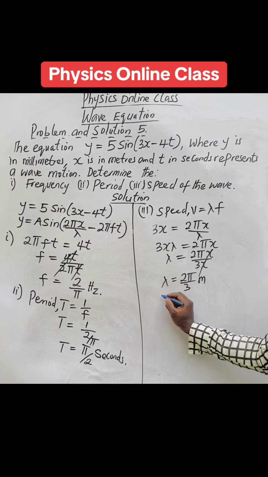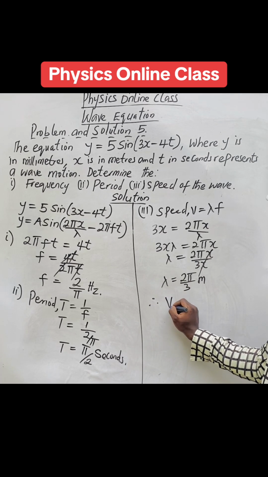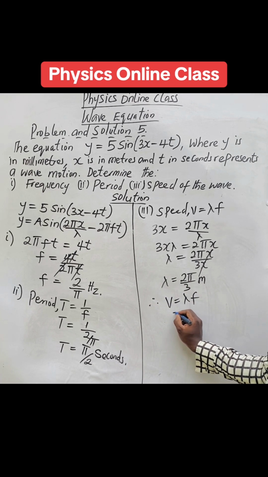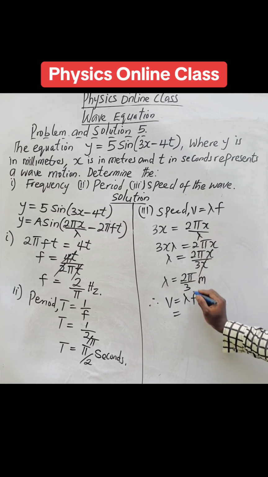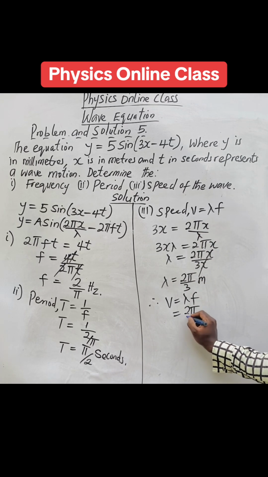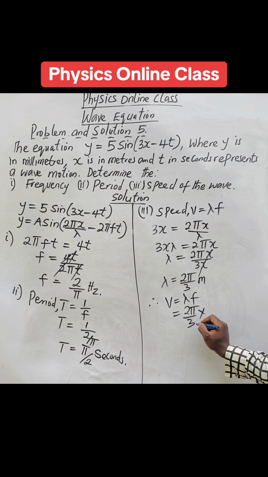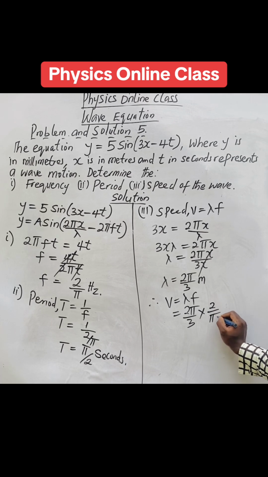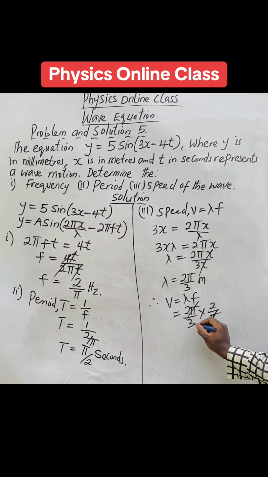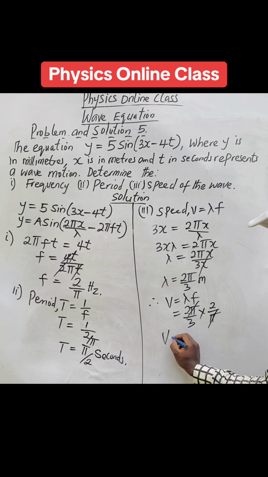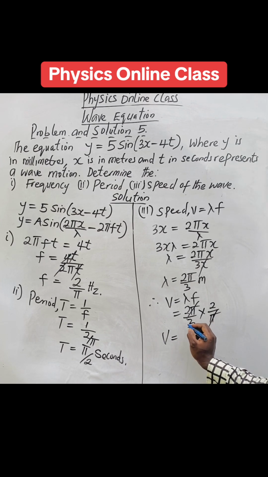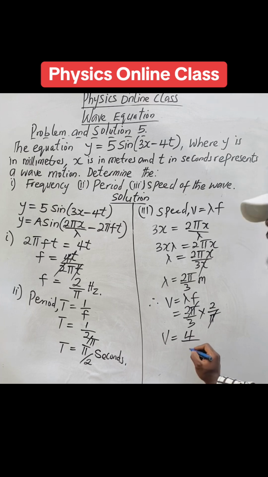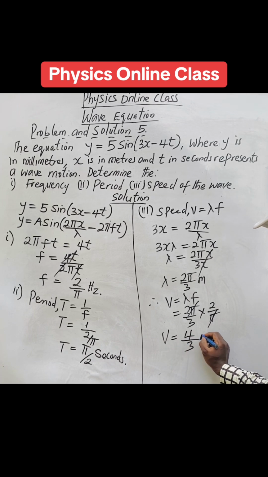Now the speed. So therefore, v equals lambda f, which simply means what is the value of lambda? 2 pi over 3. What's the value of f? f is 2 over pi. This will go with this. Okay? So find out that v is going to be 2 times 2, which will give us 4, and 3 down, meter per second. So this is it. All right?